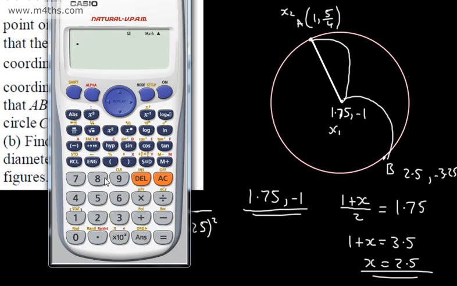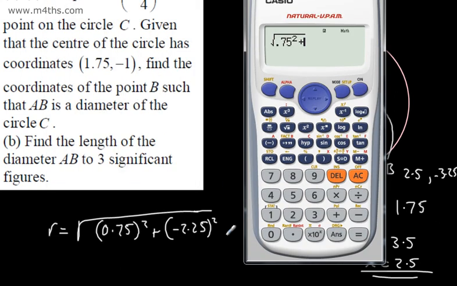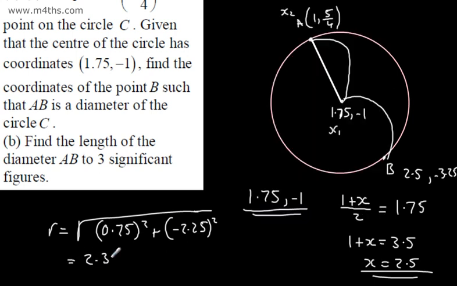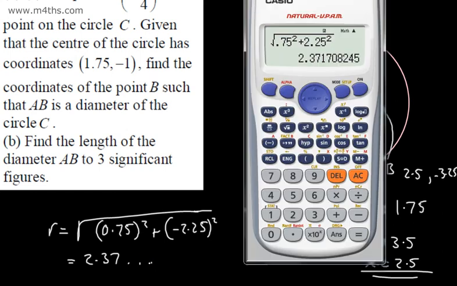So we've got 0.75, which we need to square, plus, and then what we're going to have is negative 2.25 squared. So I can just put plus 2.25 squared in, and that is going to give me now the 3 root 10 over 4. Now that is the radius, so 2.37, which is 2.37 dot dot dot. So all I'm going to do now is multiply this by 2, and that will give me the diameter. So that's going to give me 4.74.